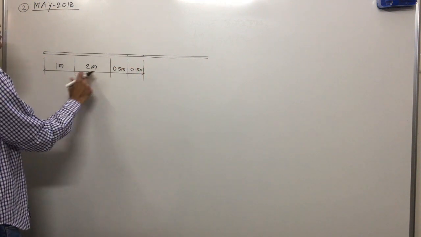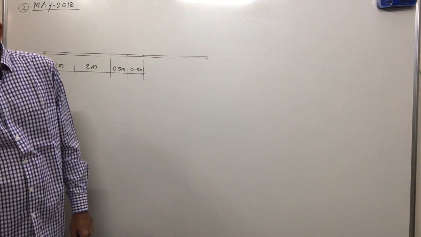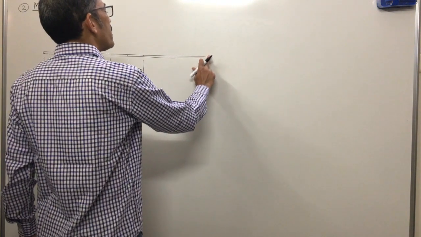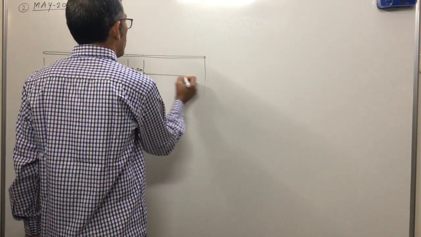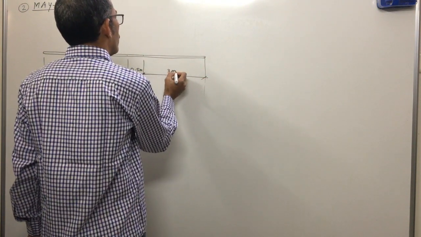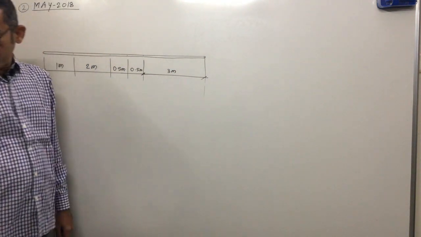Okay, that means 2 plus 1 plus 1, 4 meter. The remaining part is 3 meter long. Represent the next distance as 3 meter. Okay. Now what supports are given?